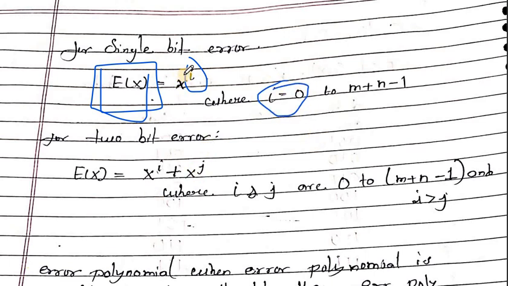Here we conclude that if the power of x is i, then it should be an error of a single bit, meaning there should be one term in the error polynomial function. If there is one term in the error polynomial function, then it is an error of 1 bit. If there are n terms in the error polynomial function, then it is an error of n bits.